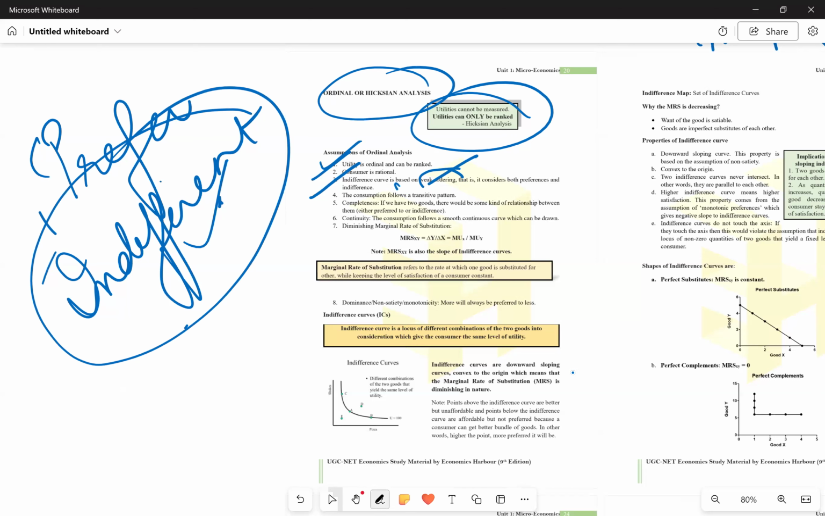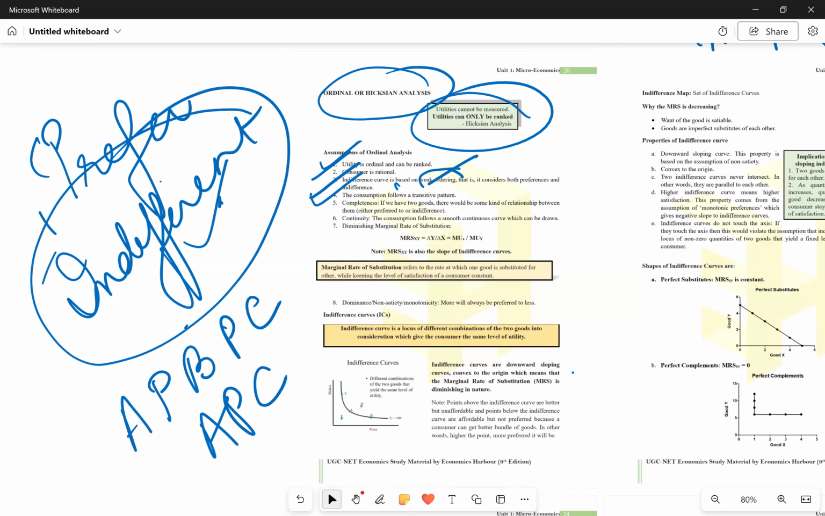Then the consumption follows a transitive pattern in the sense that if A is preferred to B, and B is preferred to C, then automatically A will be preferred to C. This is the transitive pattern.